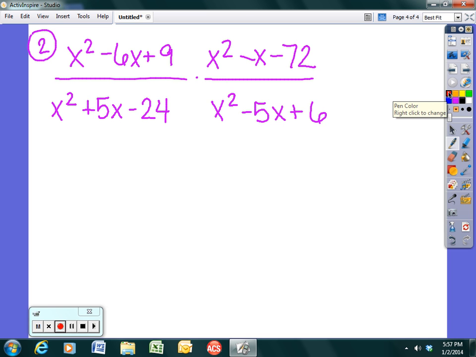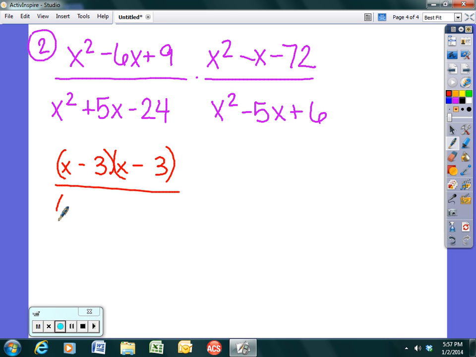Now hopefully you have found a solution to this problem, so let's check and see. When we factored x squared minus 6x plus 9, our first terms were x, terms that multiply to give me 9, or add or subtract to give me 6 would be 3. And they're both going to be negative. On the bottom, x squared plus 5x minus 24, our first terms are x. Terms that multiply to give me 24, but add or subtract to give me 5 would be 8 and 3. 8 is going to be positive, 3 is going to be negative.